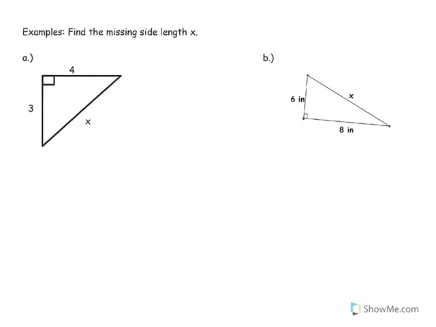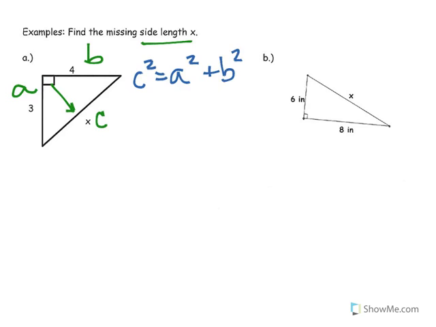Alright, so the first example, notice it says we're finding the missing side length x. And so I'm looking for the length of this side. Across from the right angle, that's my hypotenuse, so I'm going to label that C. I actually don't care which one I call A and B. Those can be interchangeable, but for now let's call 3 A and 4 B. This is a right triangle, so I know that I can use the Pythagorean theorem. So I know that c squared equals a squared plus b squared.